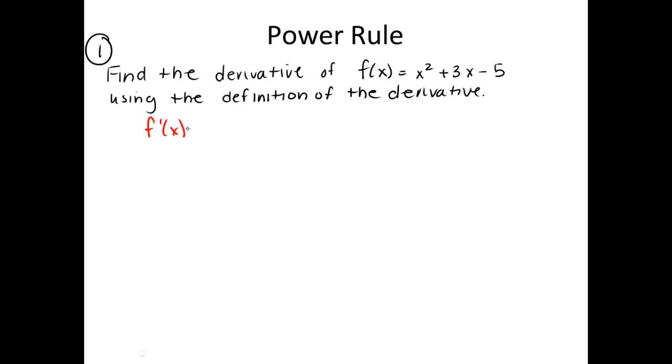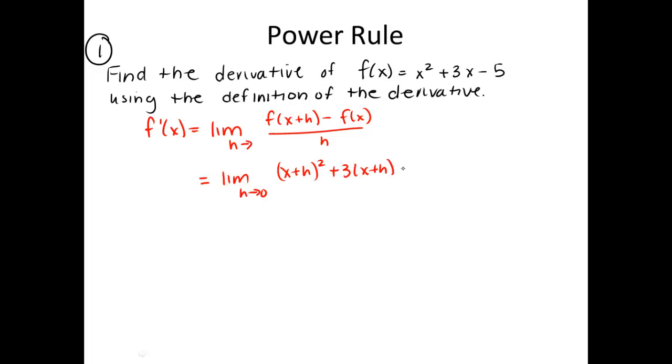First thing, we have our definition of the derivative, which is f prime of x equals the limit as h approaches 0 of f of x plus h minus f of x all over h. Let's go ahead with our substitution. So the limit as h approaches 0 of x plus h squared plus 3 times x plus h minus 5 minus the original function x squared plus 3x minus 5 all over h.